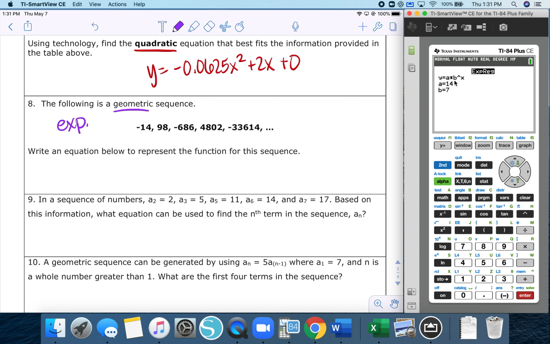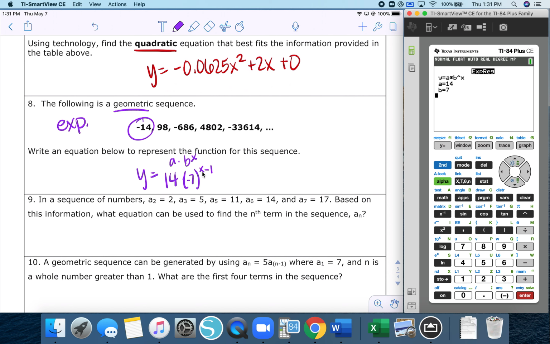So I can see it is an exponential regression. They want me to write the equation. So I will have, it's a times b to the x. So 14 times 7 to the x. And then if you notice, this is changing, so it would be a -7. Don't stress about the negatives. Make sure you would be able, oh sorry, I'm not finished with my equation. Make sure you would be able to take this and put it into this.